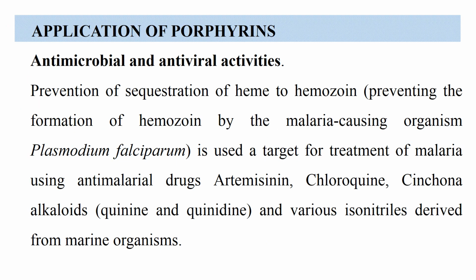Porphyrins have numerous applications, and in medicine, they are used as antimicrobial and antiviral substances. For instance, the prevention of sequestration of heme to hemozoin, that is, preventing the formation of hemozoin by the malaria-causing organism Plasmodium falciparum, is used as a target for treatment of malaria using antimalarial drugs artemisinin, chloroquine, cinchona alkaloids such as quinine and quinidine, and various isonitriles derived from marine organisms.